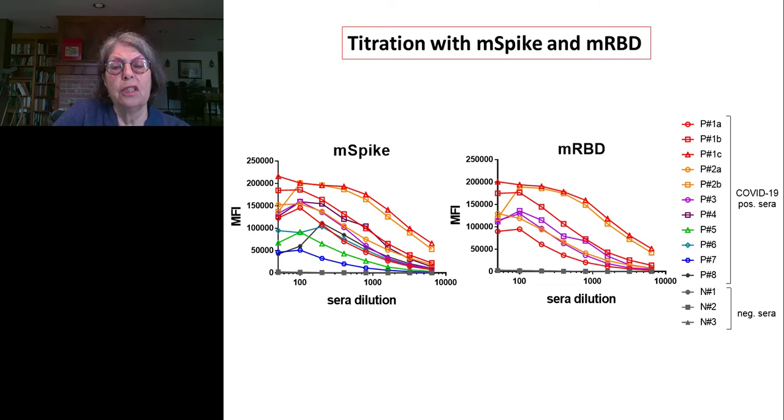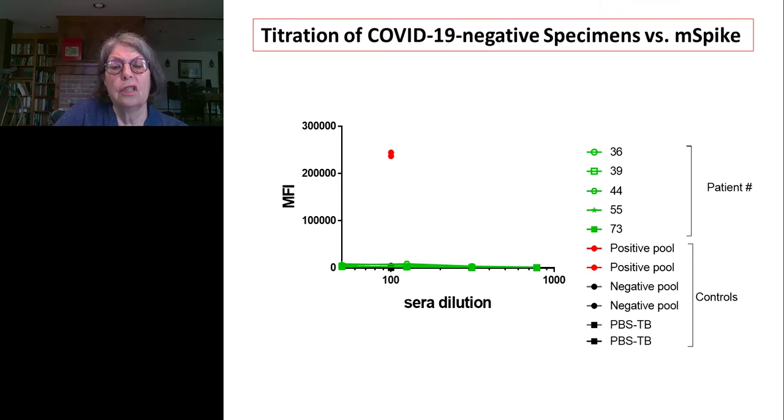But to give you a better sense of the negatives, I'm showing you in this slide what the negatives look like in terms of the titration. The green lines lie very close to the 0 mark, whereas a positive pool of sera at 1 to 100 dilution scores appear where the red dots are. And again, the negative pool and the PBS between negative controls are in black. And again, it's very hard to see them because they're right down at baseline.